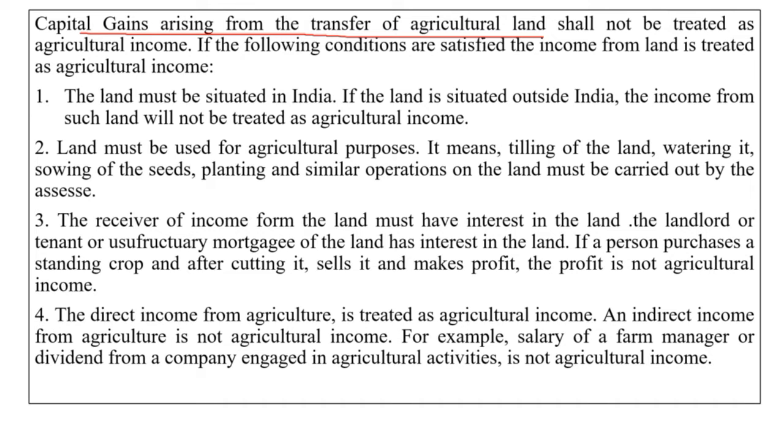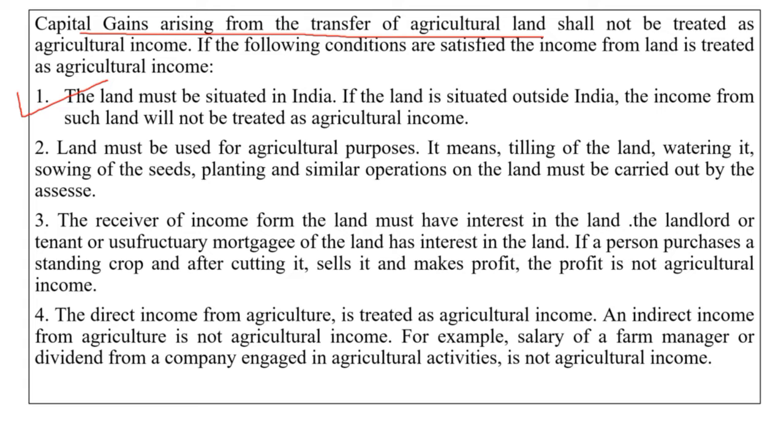If the following conditions are satisfied, the income from the land is treated as agriculture income. To treat that as an agriculture income, there are certain conditions which we have to satisfy. Let's see what these conditions are. The first condition is the land must be situated in India. If the land is situated outside India, the income from such a land will not be treated as an agriculture income. If we have a land in India and we are doing agriculture in that particular land, then we consider that an agriculture income.